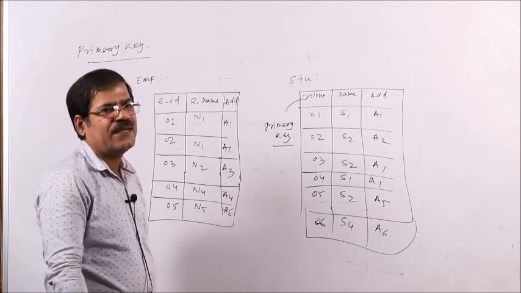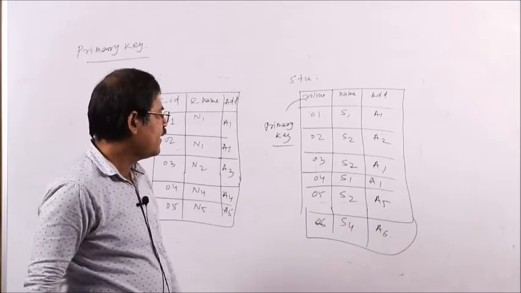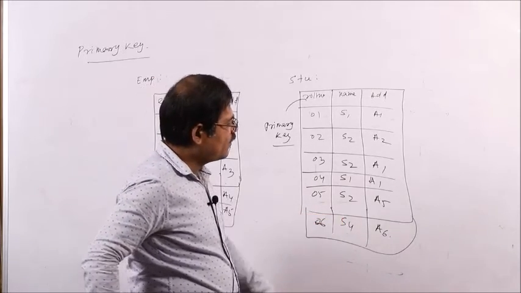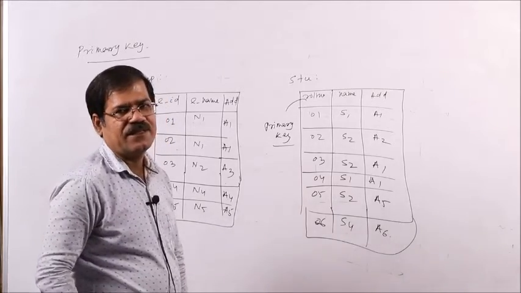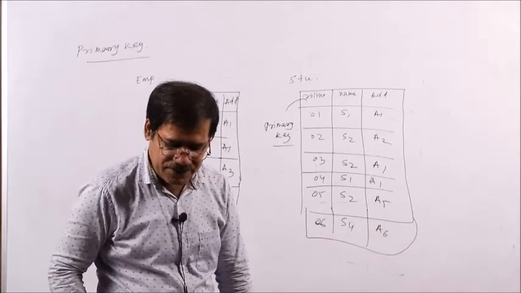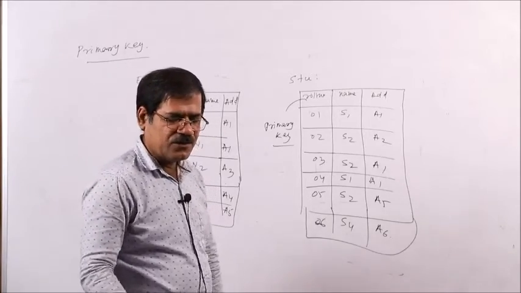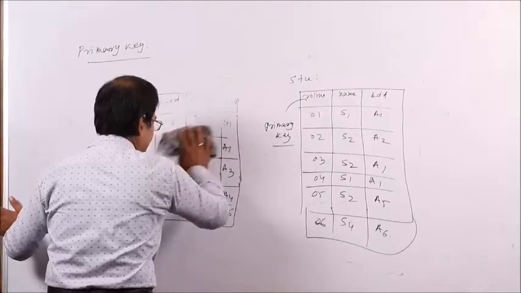So, it uniquely identifies the records and the value should not be duplicate, and again the value should not be null. If it is null, how to fetch the records? It is not possible. That is why a primary key must have a value. So, it should not be null. This is the condition. So, practically, what constraints can we use?